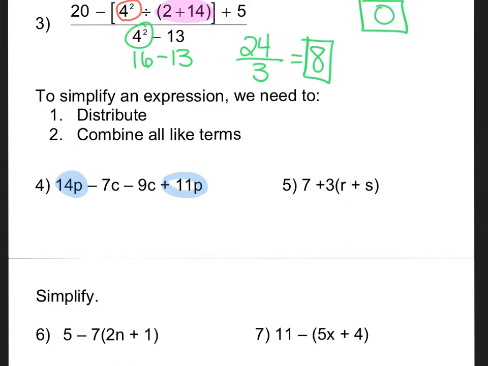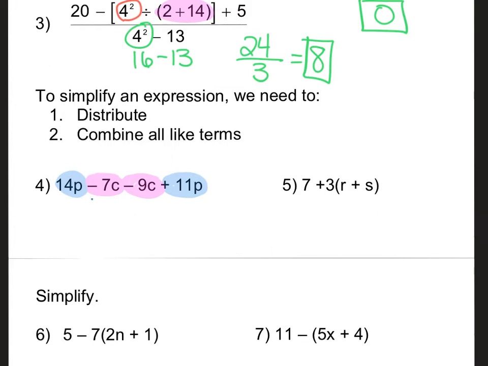You always want to look at the sign in front of that letter, so that plus sign belongs to the 11. I also have a negative 7c minus 9c. So everything in blue, those are considered like terms. Everything in pink, those are considered like terms. So algebra is like another language. There's rules to it. And one of the main rules is that when you list your variables, you list them in alphabetical order. So that means, let's go ahead and write the c's first. So we want to do the math for that.